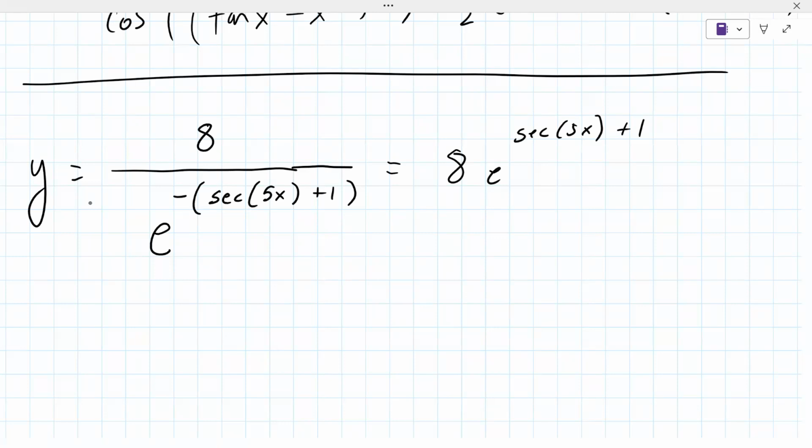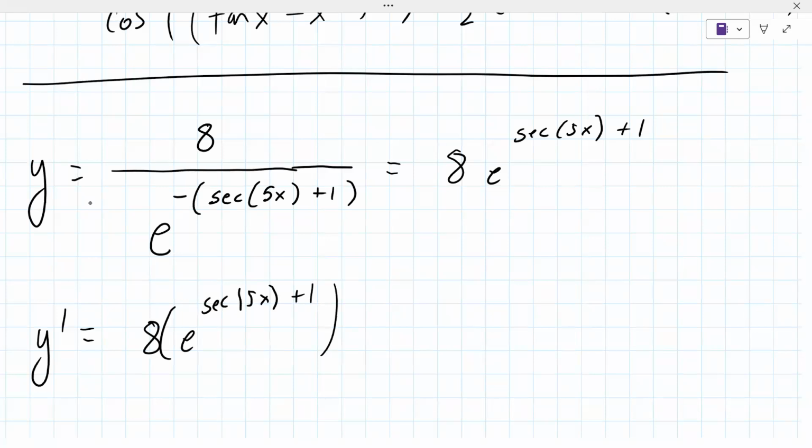So y prime equals 8 times parenthesis e to the power of secant of 5x plus 1 close parenthesis, times 5, and then secant 5x times tangent 5x. Good.